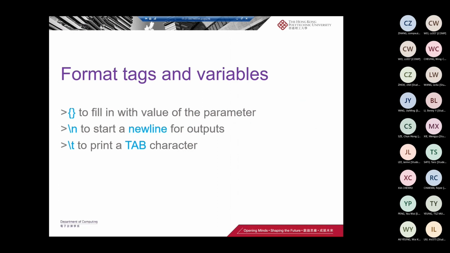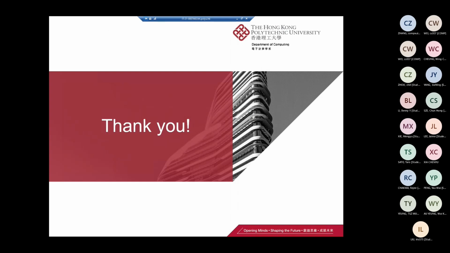And also when printing with parameters, you have to make sure to use equal numbers of tags and parameters. They have to be matched. And \n and \t are two frequently used special characters, one for starting a new line, another for adding a tab to the characters.